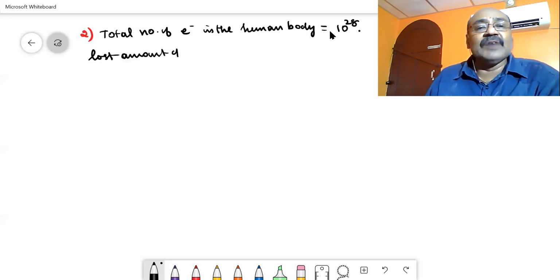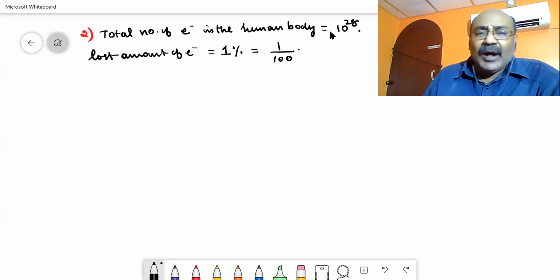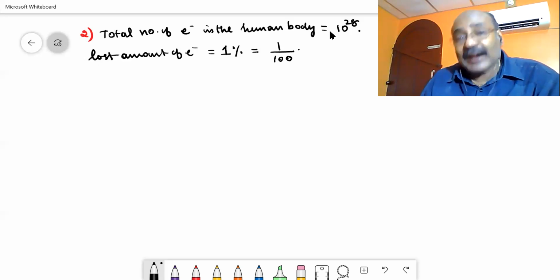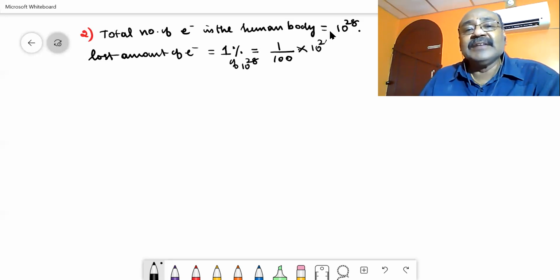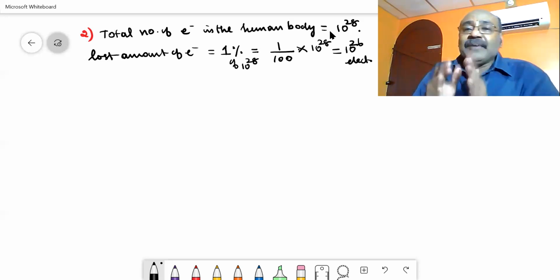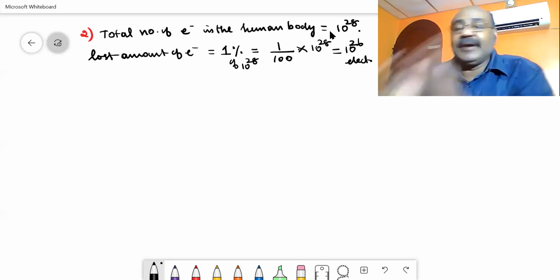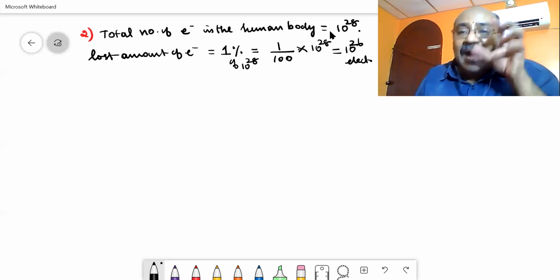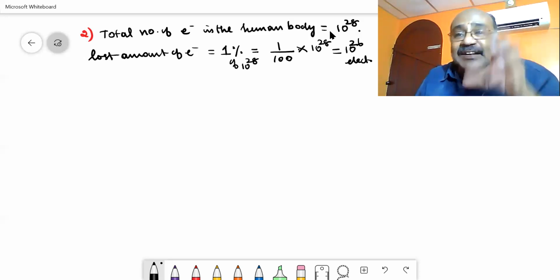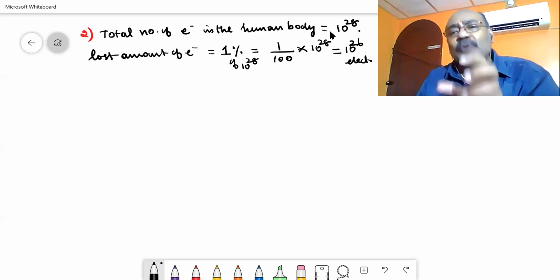What is the lost amount of electrons? The lost amount of electrons is given as 1%. If it is equal to 1%, then I can write it as 1 divided by 100. So the lost number of electrons is 1% of 10 power 28. So 1 divided by 100 into 10 to the power of 28 is equal to 10 power 26 electrons. If 10 power 26 electrons are removed from a body, then the body will acquire 10 power 26 into e amount of charge.